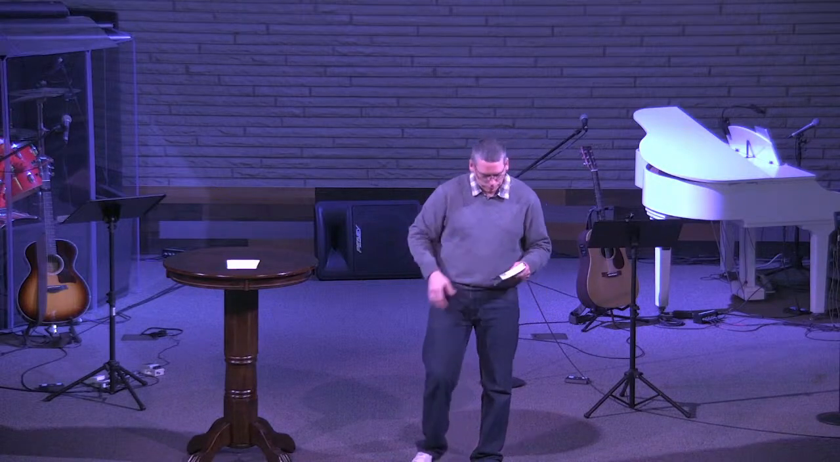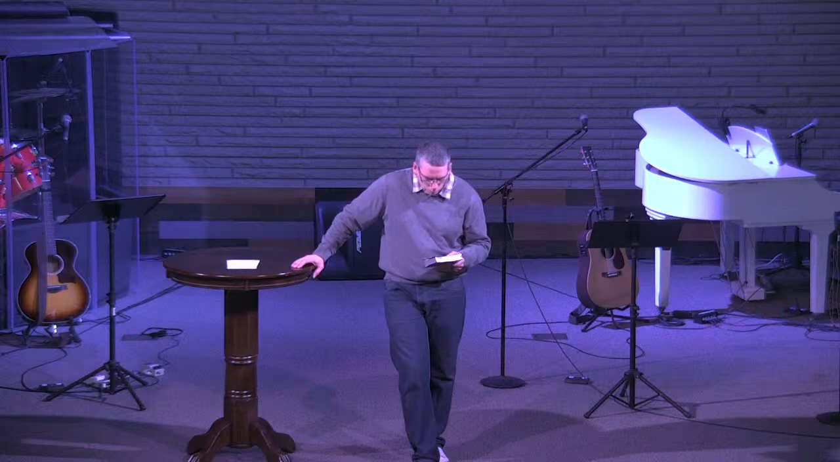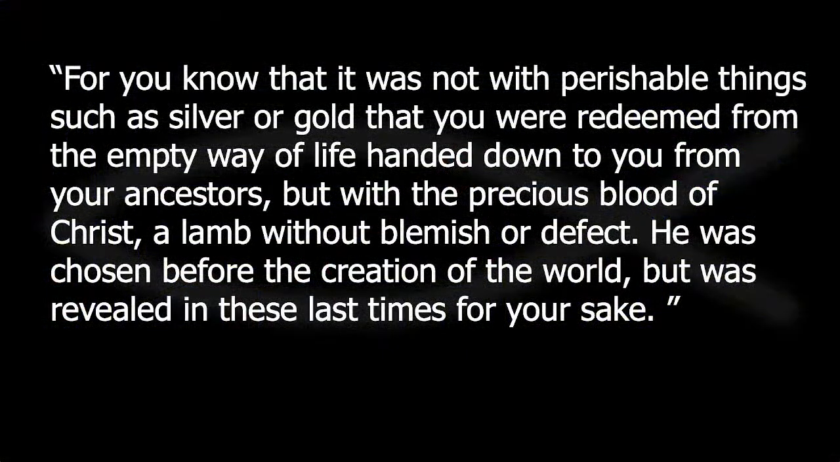benefit, but for ours. And then in 1 Peter 1, verses 18 through 20, Peter continues to point out the truth, that you know that it was not with perishable things such as silver or gold that you were redeemed from the empty way of life handed down to you from our ancestors. Like, it's not money that did it. Verse 19 says, but with the precious blood of Christ, a lamb without blemish, without defect. He was chosen before the creation of the world, but has been revealed in these last times for your sake.